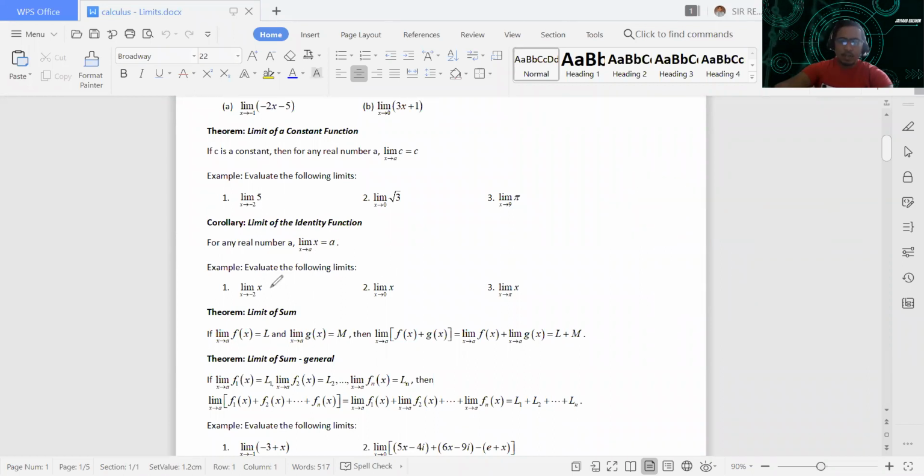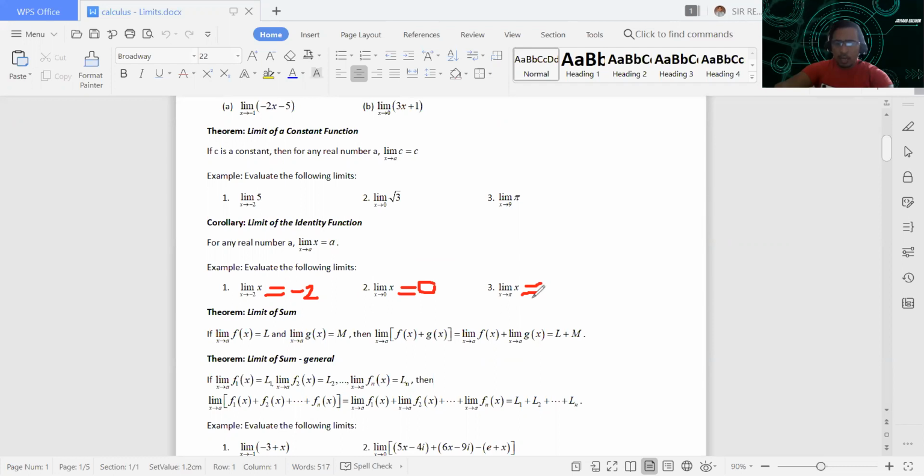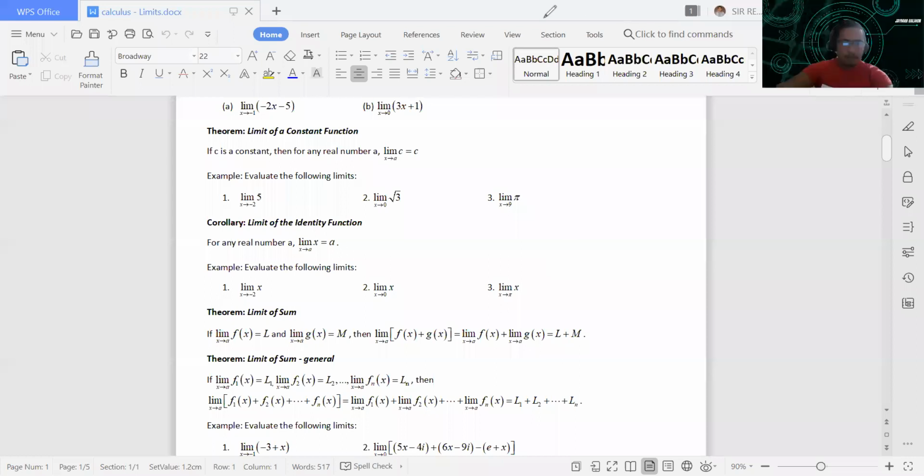So what is the answer in number 1? -2. Very good, Kamal. How about number 2? 0. So very good, Rosalia. How about number 3? Pi. Easy, right? Very easy. Yes, sir. Okay, this time, atong hinahinayan.